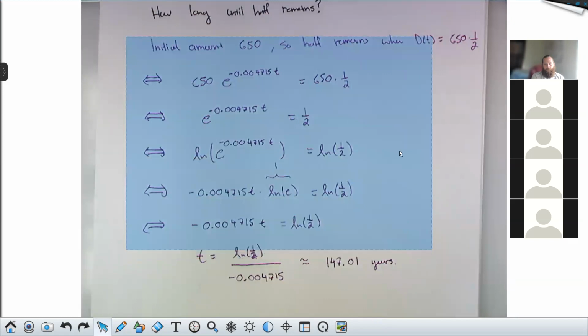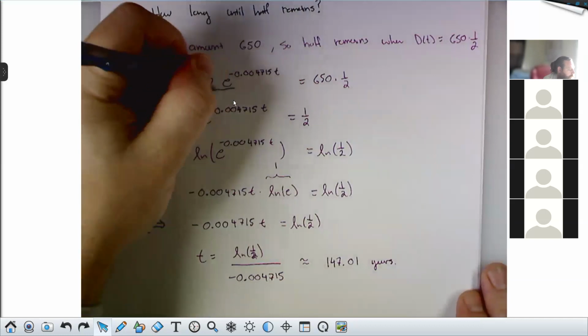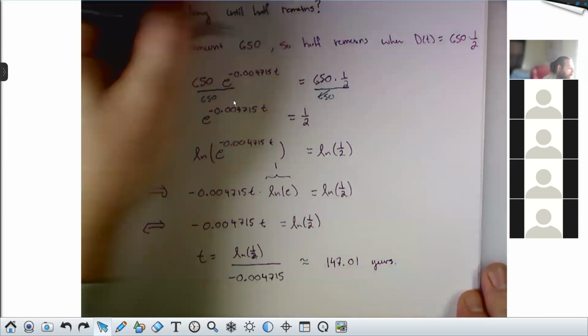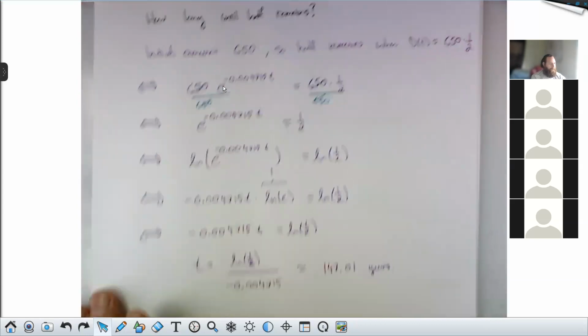Questions on any of these steps or how we need to set it up like this? Anything at all? How did that 650 cancel out again on the top? So from here to here, I divided both sides by 650. Cancel, schmancel. Okay, because at the start you're setting them both equal to each other.